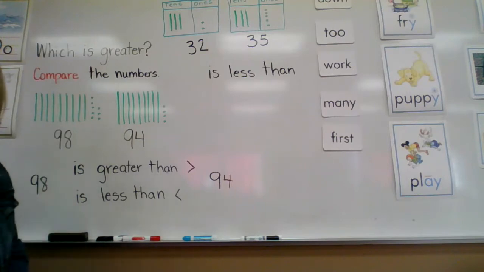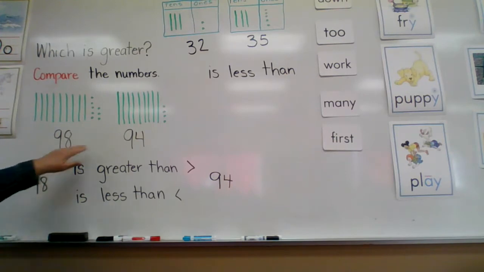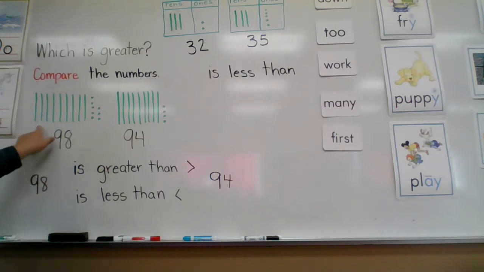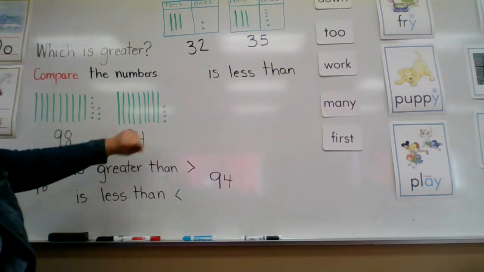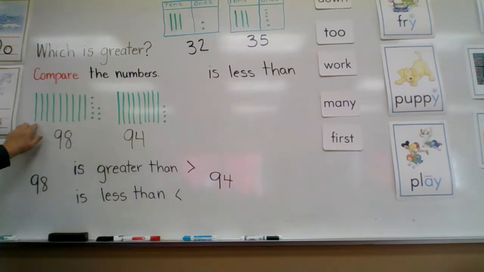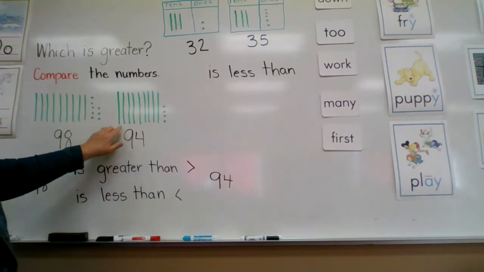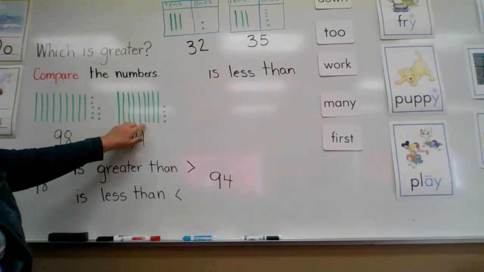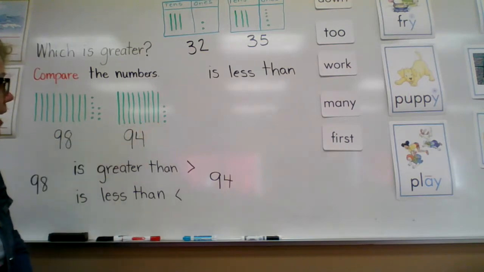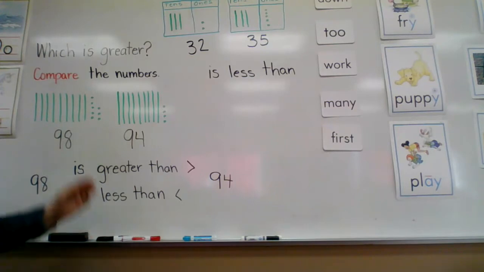Which is greater? That's what we want to find out when we compare the numbers 98 and 94. We want to know which number is greater. So what we do is we first start by comparing the number in the tens place, looking at the number of tens there are in each number. Well, in the number 98, there are 1, 2, 3, 4, 5, 6, 7, 8, 9 groups of 10, and also 9 groups of 10 in 94. So both numbers have 9 groups of 10.